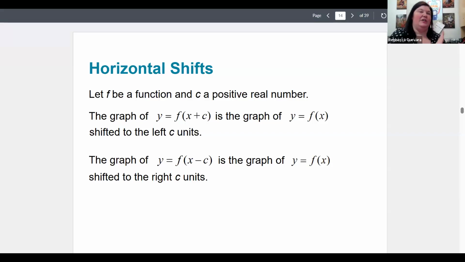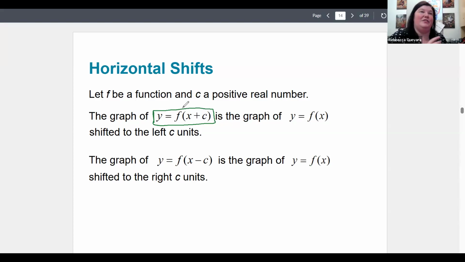So horizontal shifts, so that means we want to shift horizontally along the x-axis. This one's going to seem a little different, but we're going to let f be a function and c be a positive real number again. This time, we have c directly on the x. It's not on the f of x, it's on the x. So it's inside the function. This is counterintuitive to what you think it might be.